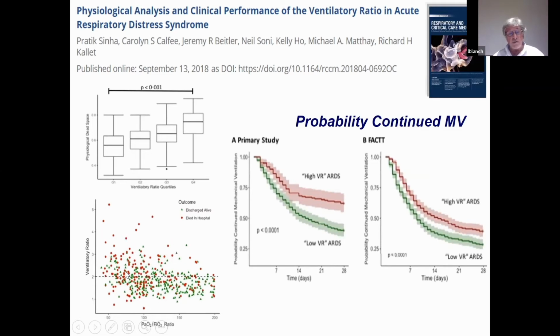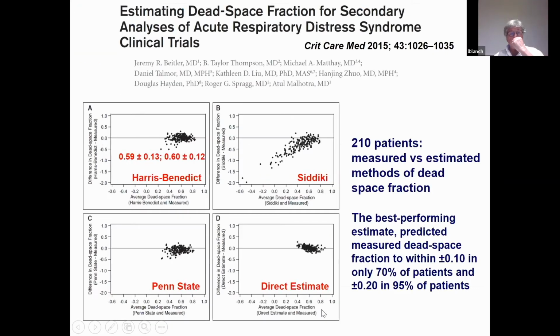So oxygenation is not a prognostic marker in that case in patients with ARDS, but the ventilatory ratio is. And not only is it prognostic, but the probability of remaining on mechanical ventilation is higher in patients with a higher ventilatory ratio compared with patients with a lower ventilatory ratio, in two different cohorts. This is the testing cohort, and this is the derivative cohort. So this is a very interesting paper showing, again, that these physiologic markers at the bedside provide important information.